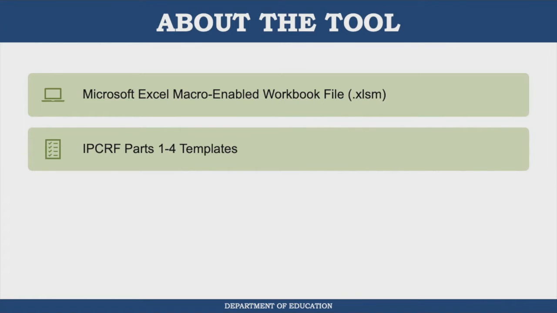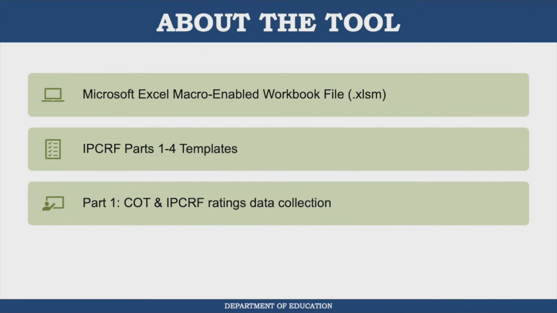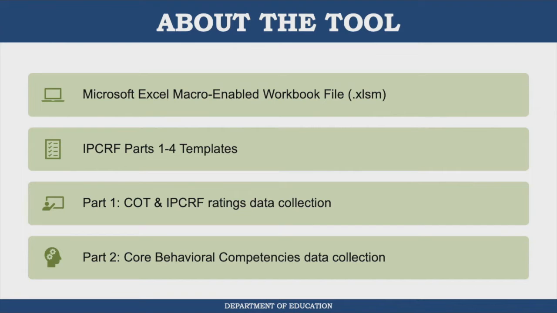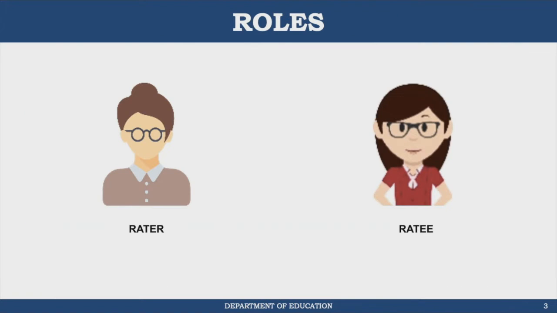It contains printable templates for the IPCRF parts 1 to 4, as well as an encoding form that collects data for CoT and IPCRF QET ratings, and data for core behavioral competencies. So who will be using this tool? There are two types of users, the rater and the ratee.